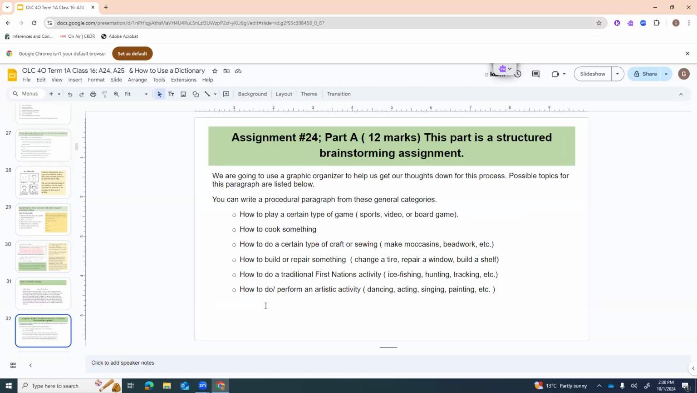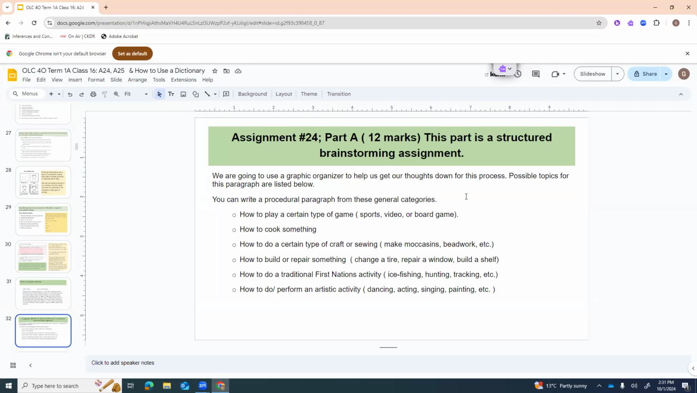Okay, so part A is worth 12 marks. This part, I'm kind of arranging it as like a structured brainstorming activity, or we might call it like a little graphic organizer. Basically, I ask questions and leave you a spot to put things. So some possible topics are listed below. You can write a procedural paragraph from these general categories.